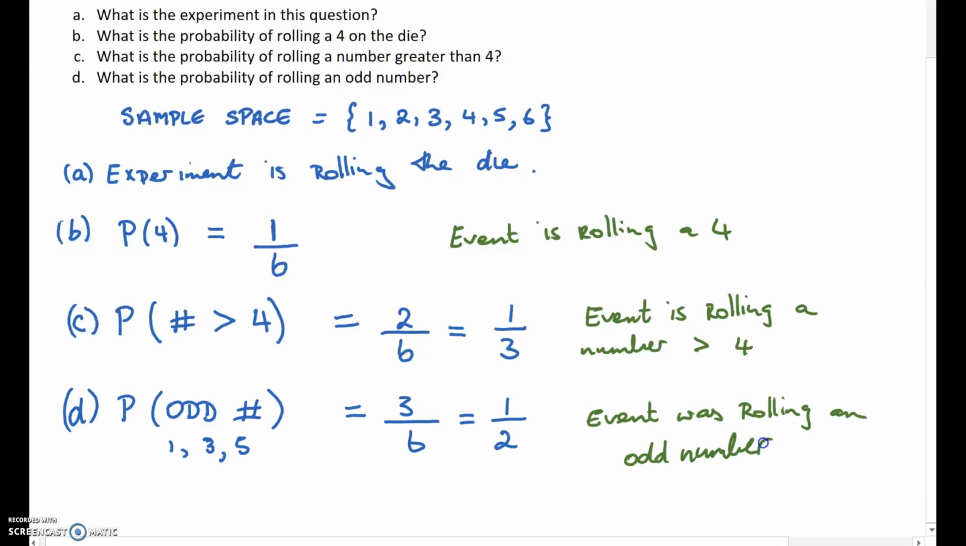And again, we work out the probability of any particular event by looking at the number of ways that event can occur, and then dividing or writing it over the total number of possible outcomes.